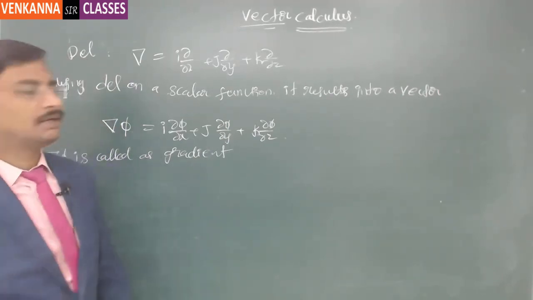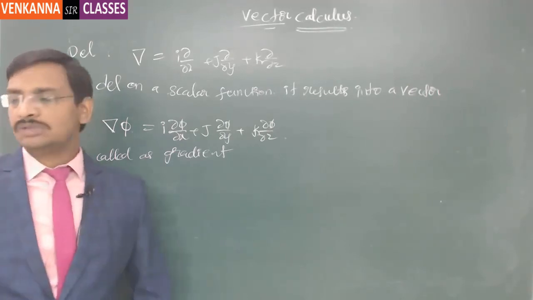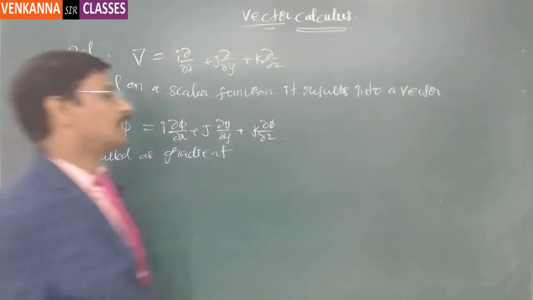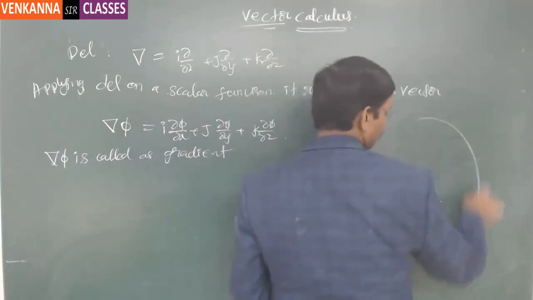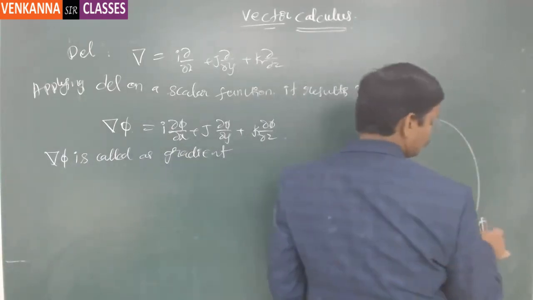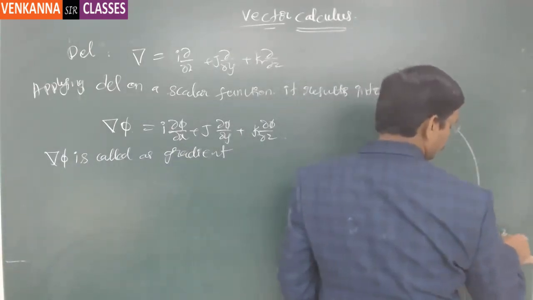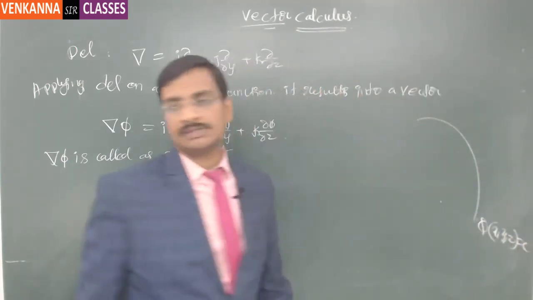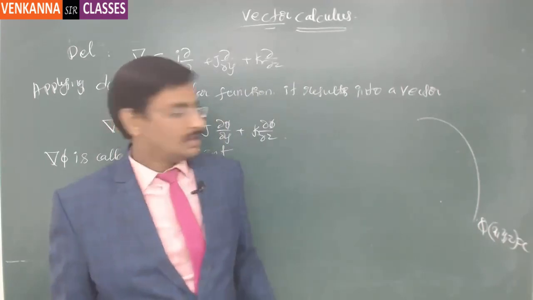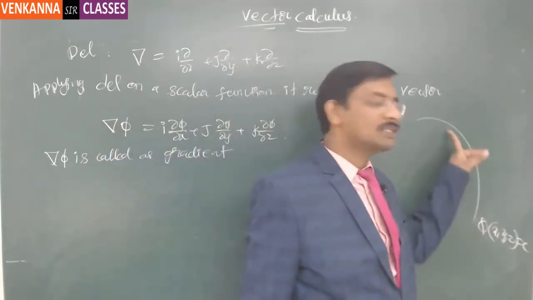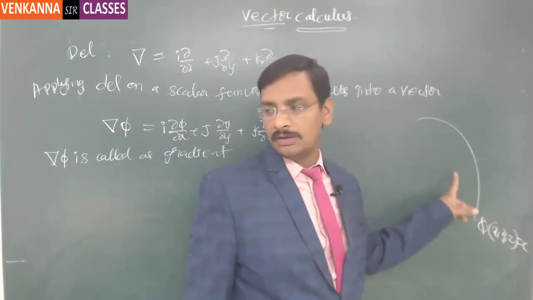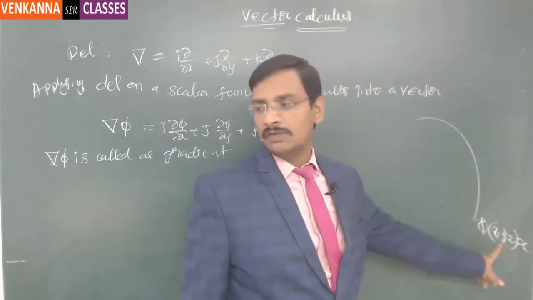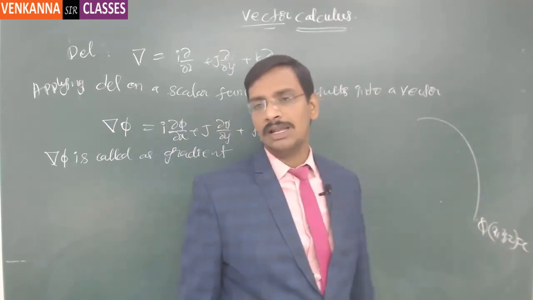So, this gradient will result in a vector which is normal to the surface phi of x, y, z is equal to constant. This is what we call a level surface. By a level surface, we mean the magnitude of this function value on any point on this particular line or on this particular surface is always constant.